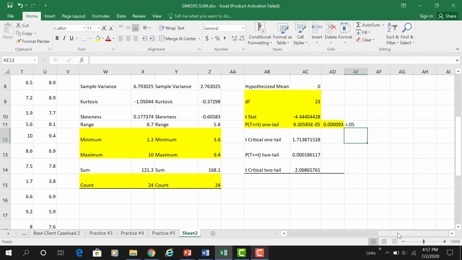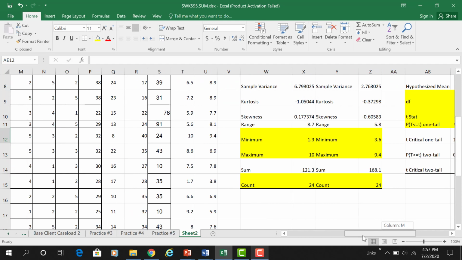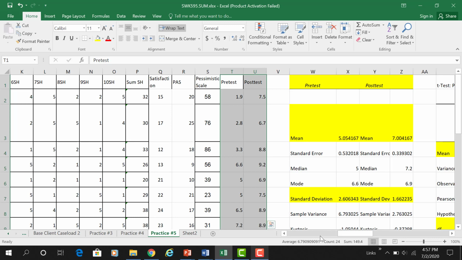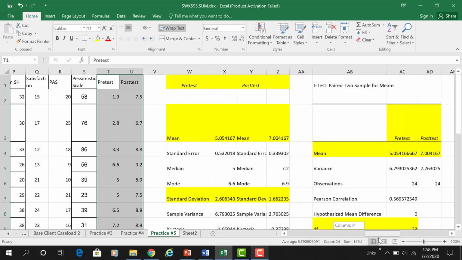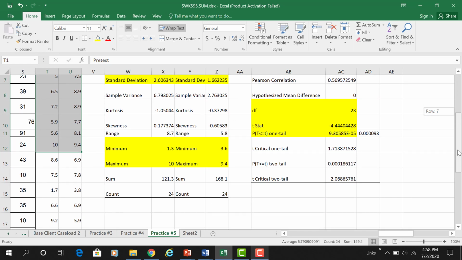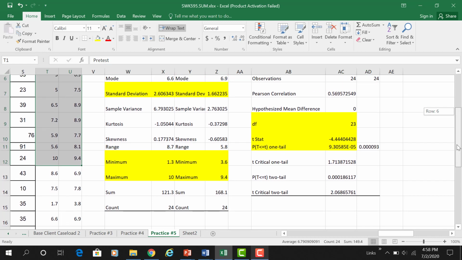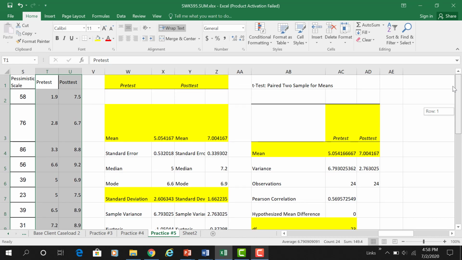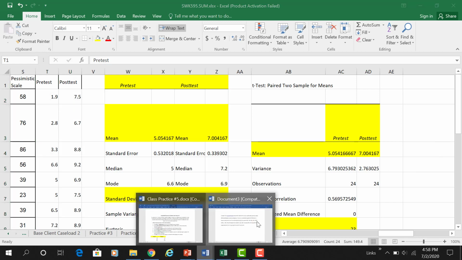All right, so that's all for practice 5. Let's go back over here where I have everything highlighted. Make sure you label your worksheet. For mine it's practice number 5. For you, it should be homework number 5. Basically, we had a sample of 24 students. I should have the narrative right here as well.